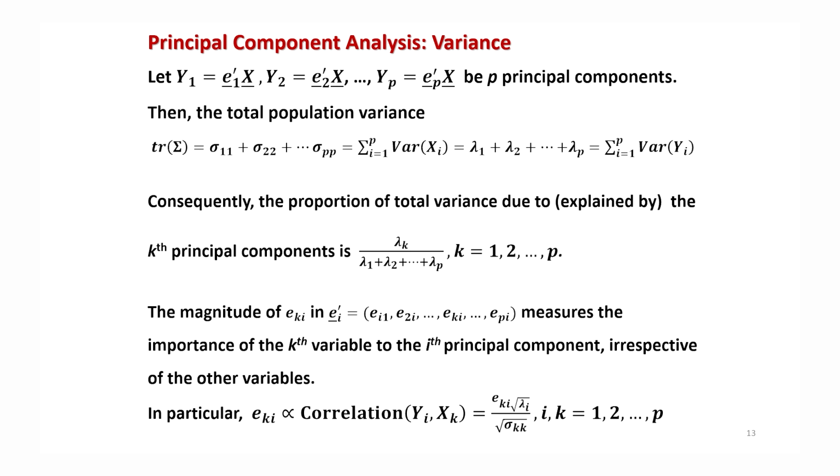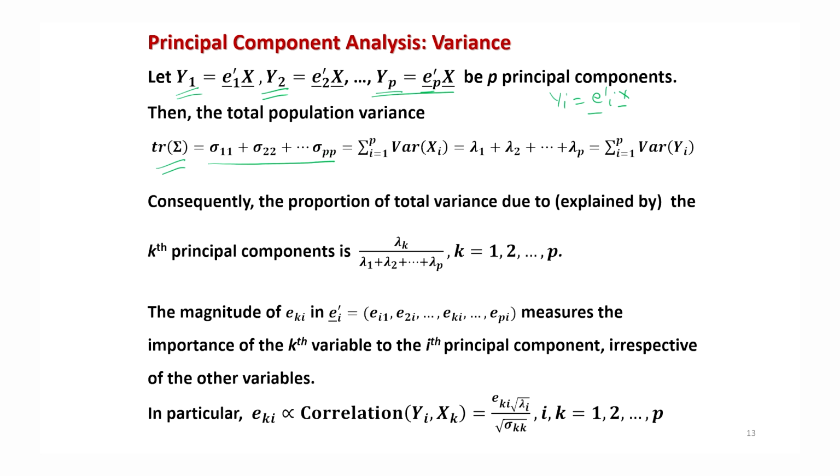So now we have the first condition that whenever we find a new coordinate system with y1, y2, yp, their covariance structure should remain the same. So you can see here that we have found p principal components y1, y2, yp, where yi is equal to ei transpose x. Then the total variance, which is the trace of sigma, is simply the sum of the diagonal elements sigma 1 1 plus sigma 2 2 plus sigma pp.